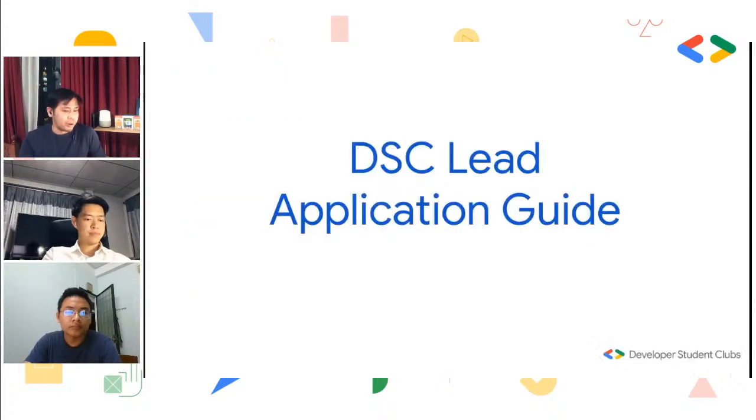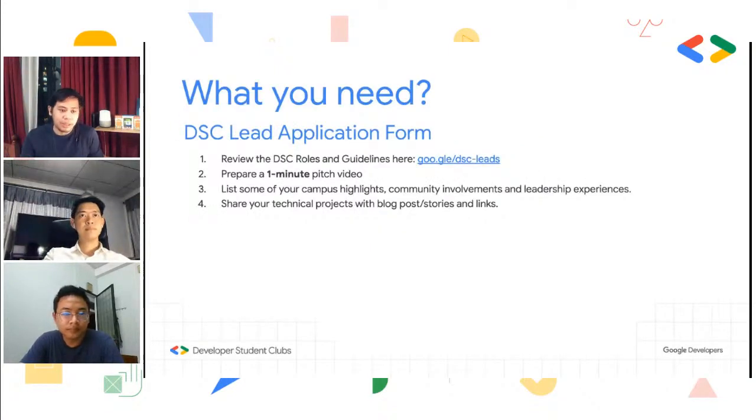Of course, moving forward, this is where we will be sharing the application and what the process will look like. So the application form, if you go to the link goo.gle/DSC Leads, you will be able to see all the roles and guidelines of being a DSC lead. And there are also things that exactly DSC leads do there. And of course, as part of the application form, you are required to create a 1-minute video pitch about 3 different options, which Plob will be sharing a bit later on this call. And then, of course, list some of the campus highlights, community involvements, and leadership experience that you have.